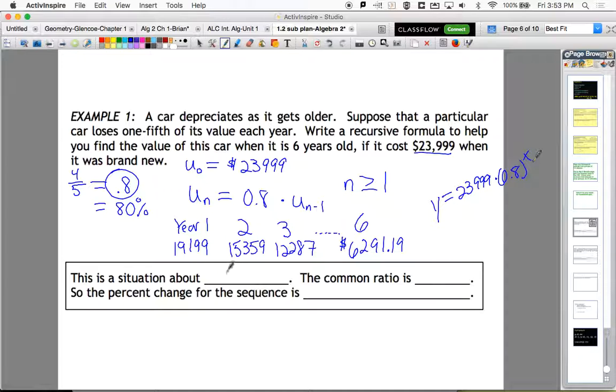So this situation is now about decay. So it's basically exponential growth and exponential decay, and this is exponential decay. The common ratio, or the common multiplier, is 0.8, and that represents a 20% decrease, as 1 would represent 100%. So if we're taking 20% away from that, that would leave us with 80%. If you want to think of this constant multiplier as 80 hundredths, that's equivalent to 80%. So that means the percent change has gone down 20%.